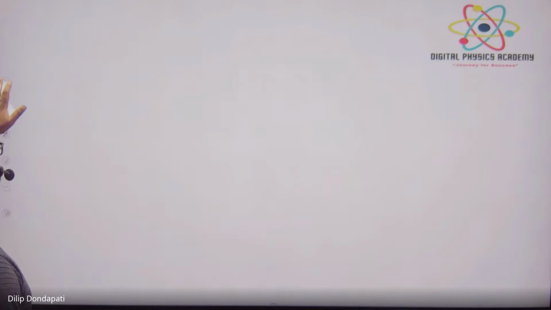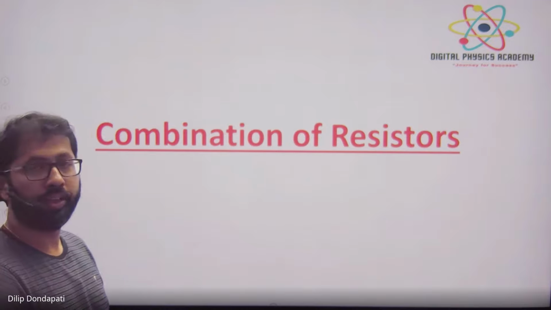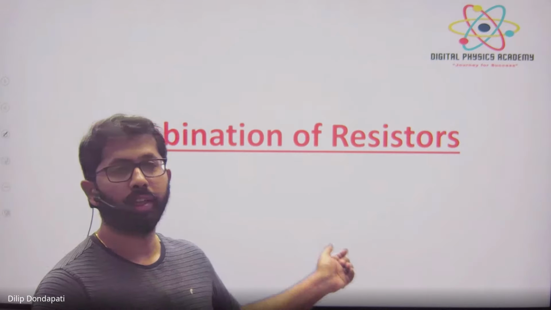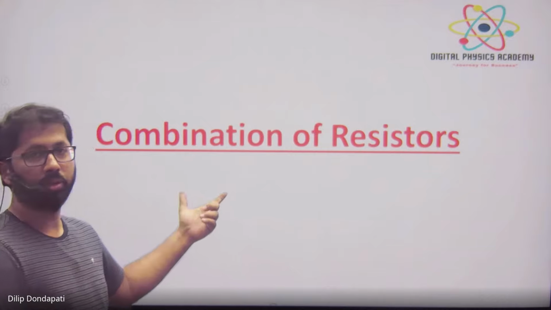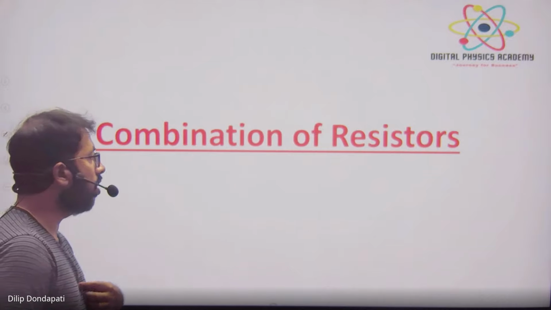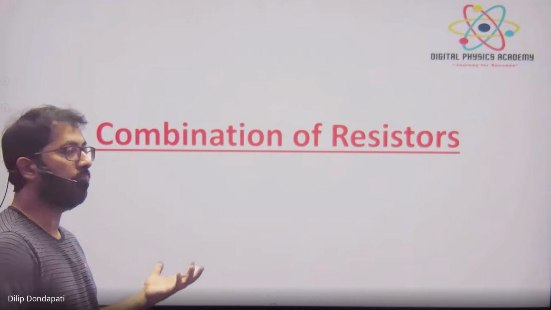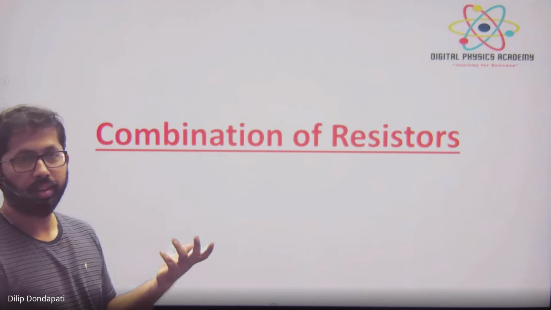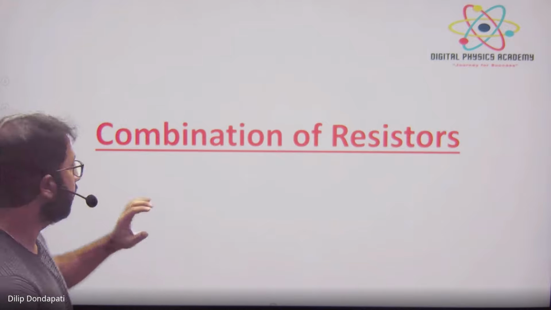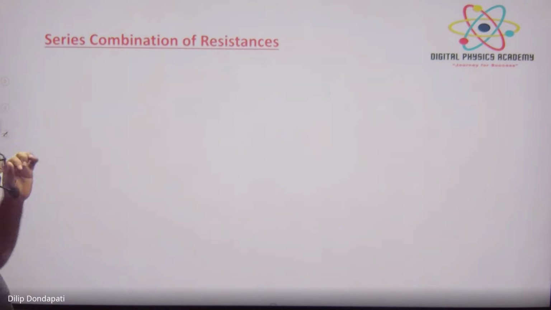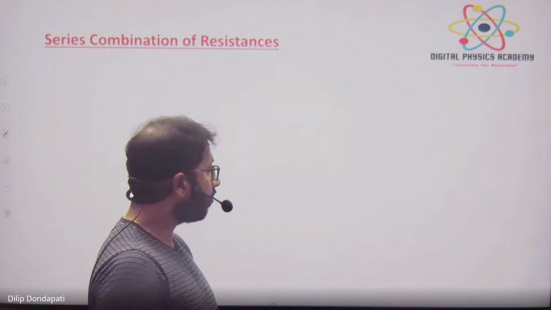Okay. So next topic is combination of resistors, which you studied in 10th class also, the same thing. So here, in combination, what are the different types of combinations we learn? Series and parallel, right? So first one is series combination of resistance.